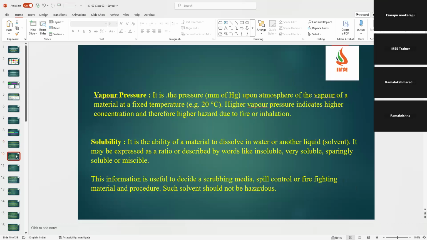Then vapor pressure. So again, it is the pressure, in mm of Hg, that depends upon temperature, exerted by the atmosphere of a material at a fixed temperature of 20 degrees. Higher vapor pressure indicates higher concentration and therefore higher hazards due to fire and inhalation.